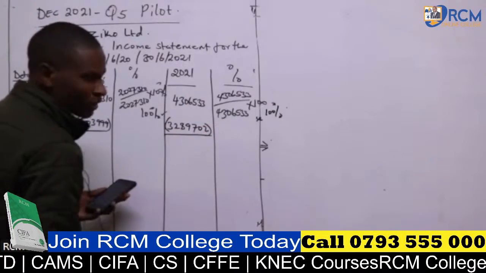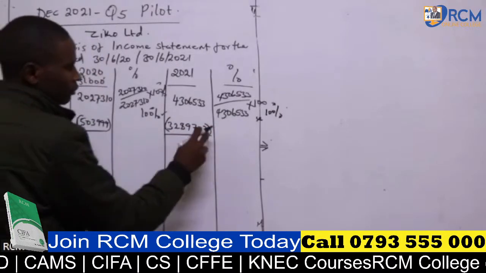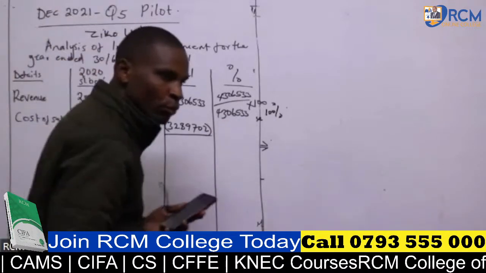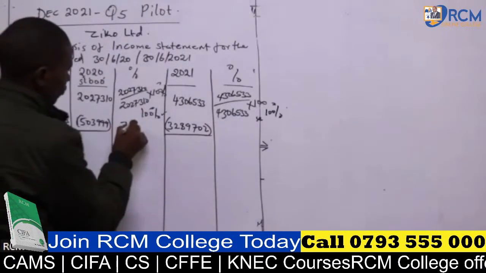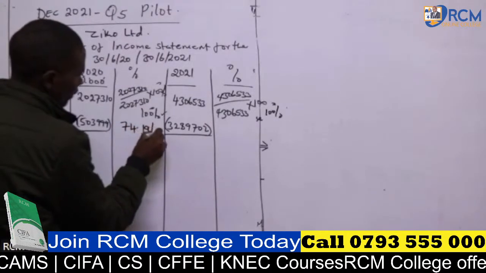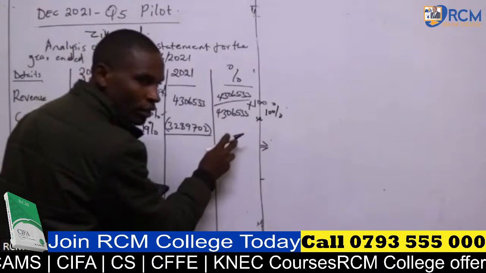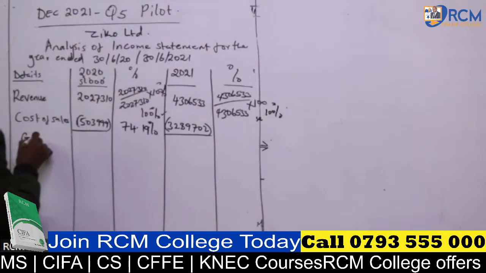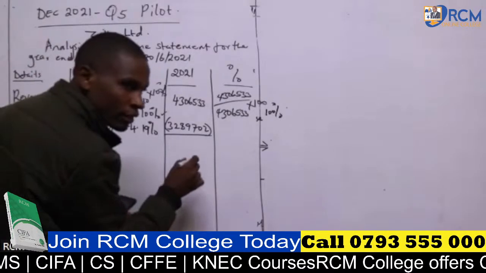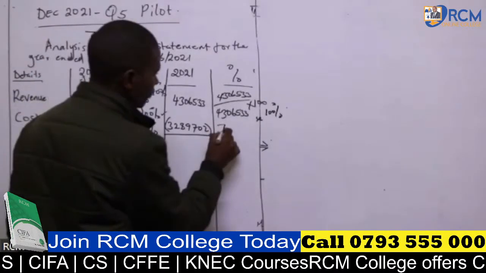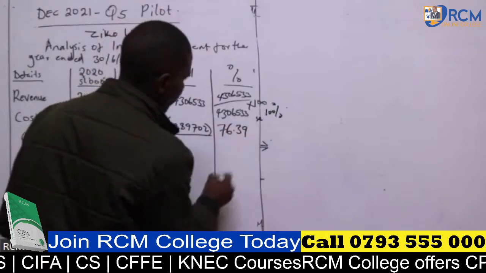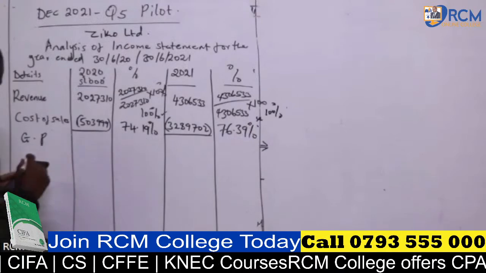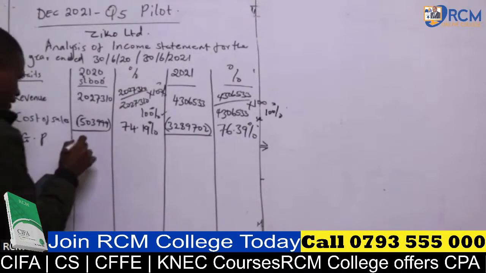Tumepata ngapi? Tumepata percentage gapi hapa? Ipeni hizi tafadhali. 74.19, thank you. 74.19%. What about this one? Good to gross profit. Ingine 76.39. I like this percentage. We move to gross profit. Gross profit is 523,311.